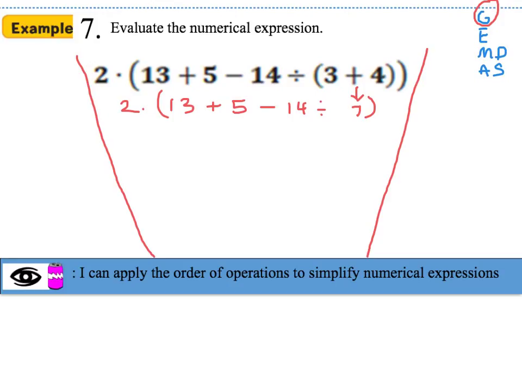Alright, we still have a grouping symbol, so inside of the grouping symbol, I'm going to look at what to do first. I see that there is a division sign inside of the grouping symbol first, so I'm going to make sure I work on the division problem first. 14 divided by 7 becomes 2. Let's drop down the rest of the problem.